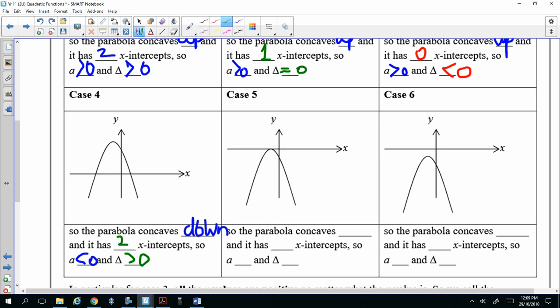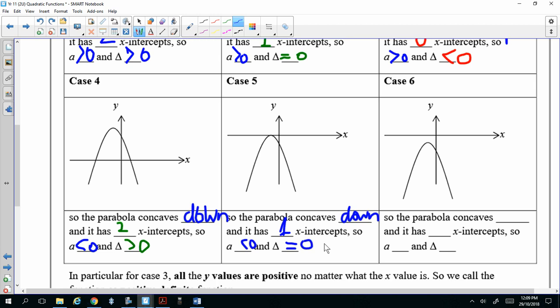All right. I'm going to ask Jack. Next one. What would you write? Yeah, 5. Yep. Very nice. Very good. Okay. And then I'll ask one more. Maybe Lisa again. Sorry to ask you again. Okay. Can you tell me? So the parabola concaves down. How many x-intercepts? 0. A is. And discriminant? Very good. Okay, cool.